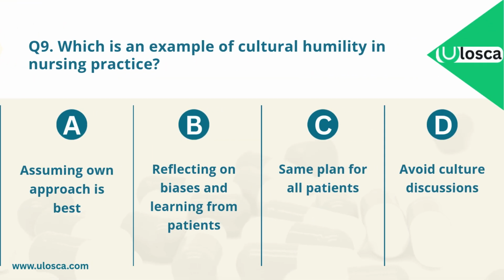Question 9. Which of the following is an example of cultural humility in nursing practice? A. Assuming the nurse's approach is the best method. B. Continuously reflecting on personal biases and being open to learning from patients. C. Using the same care plan for all patients regardless of background. D. Avoiding conversations about culture. Which one is the correct answer?